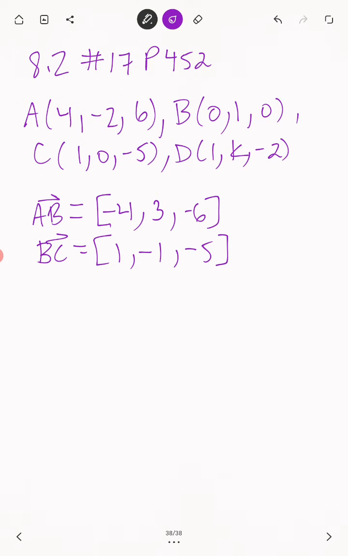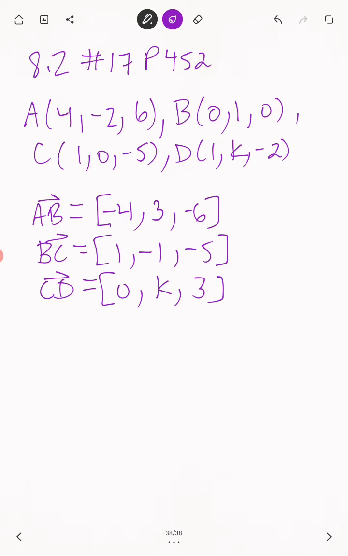And I'm going to also get CD, which is going to have a k in it, but that's all right. It's not going to bother us, and in fact it's going to help us, which you'll see in a couple of minutes. So -2 minus -5, so that's +3. So 0, k, 3 is the vector CD, which is also a direction vector for the plane, even though we don't know what k is yet.